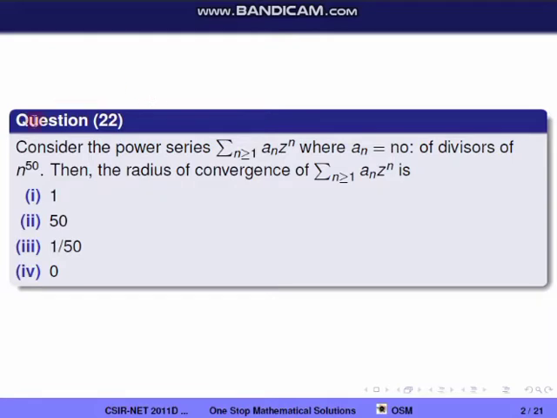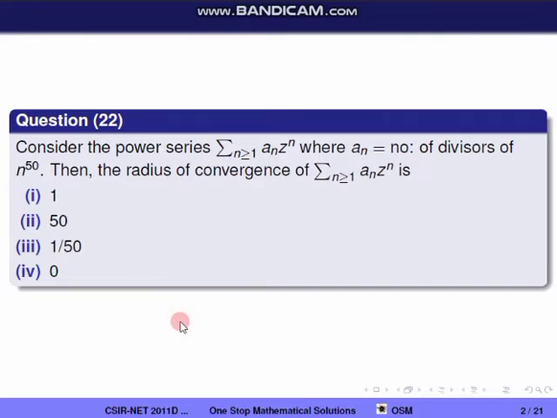First question, question 22. Consider the power series sigma n greater than or equal to 1 a_n z^n, where a_n is the number of divisors of n^50. Then the radius of convergence of sigma n greater than or equal to 1 a_n z^n is. So we are given a power series here and its coefficient is defined by this. Then we have to find its radius of convergence.